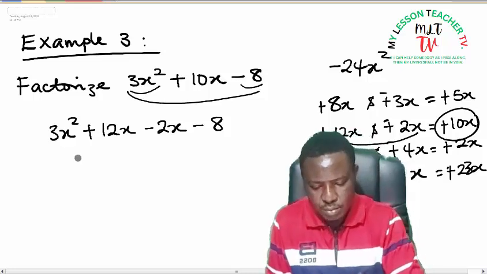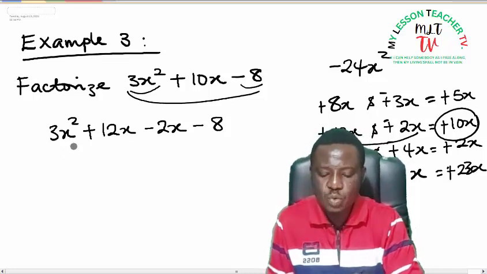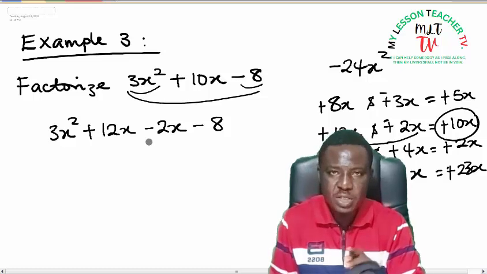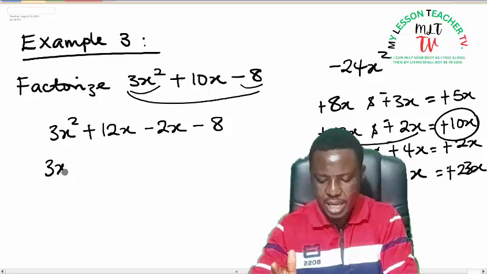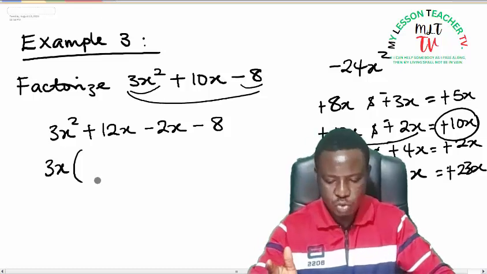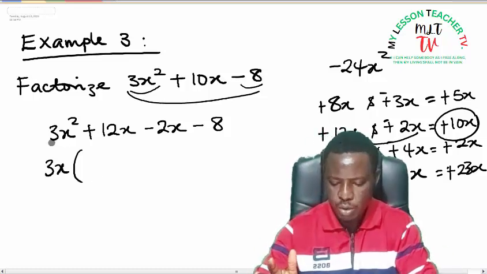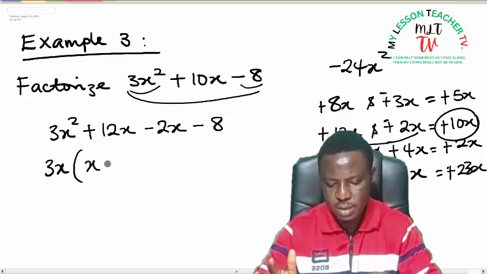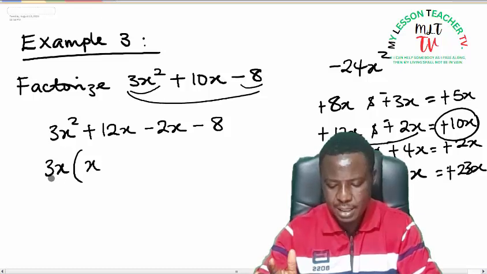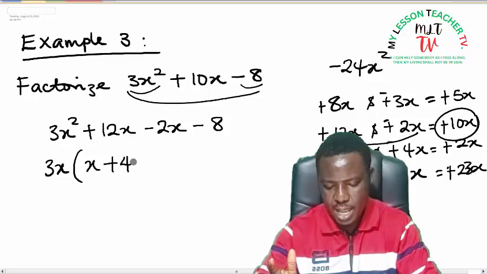So when you do this, looking at the first two terms, what is common? 3x is common. So we factorize out 3x. And when you factorize out 3x, this becomes into bracket. Divide 3x squared by 3x, you'll be left with x. Divide plus 12x by 3x, it will be left with plus 4.